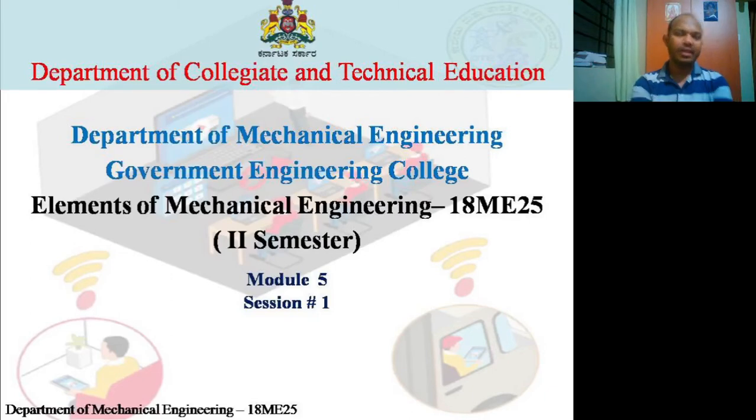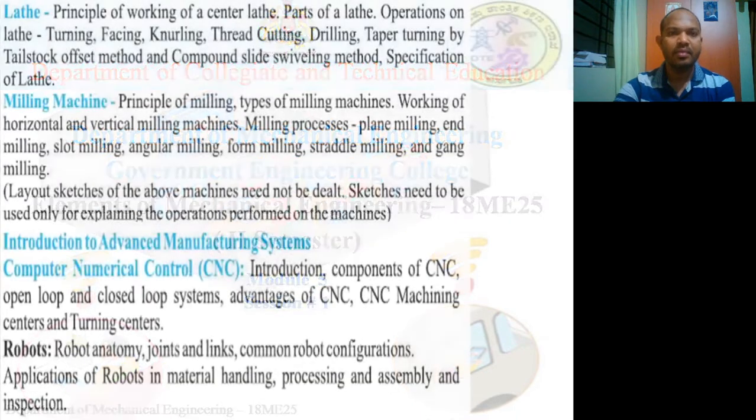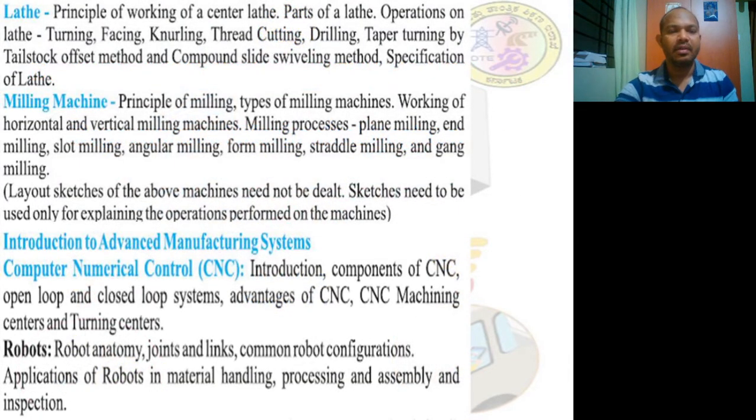Welcome to the final module, first session. Let us discuss the syllabus in your university for the first year, Elements of Mechanical Engineering. This is the fifth module. In this fifth module, we will be talking about basically machine tools.